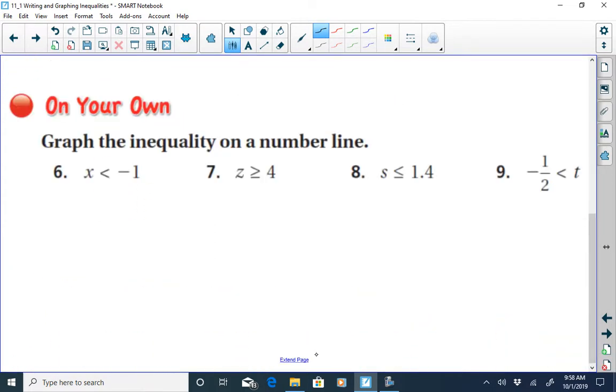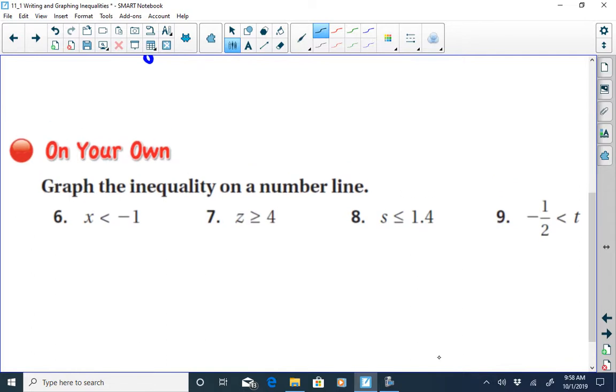All right, let's look at these next 4 examples. Okay, let's start with x is less than negative 1. I have my number line. I always want to show 0, and negative 1 is to the left of 0. We have an open circle because x has to be less than negative 1, which means x can't be equal to negative 1, and my arrow is going to go to the left. All right, so we have an open circle at negative 1, arrow going to the left.